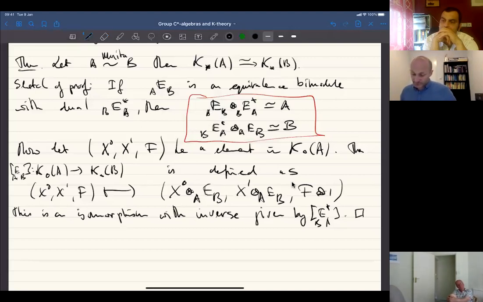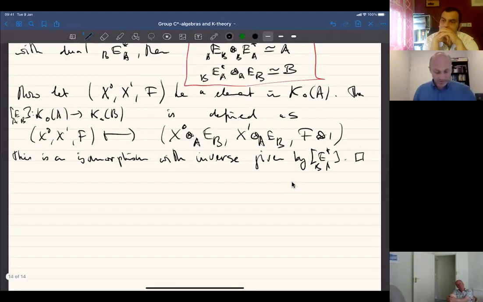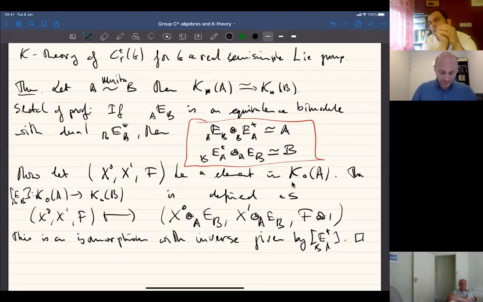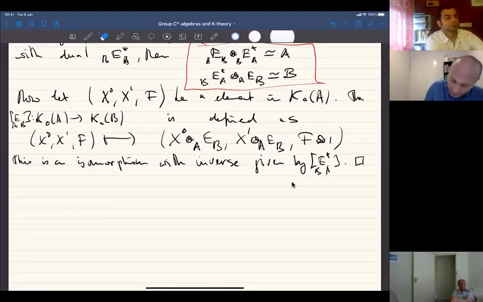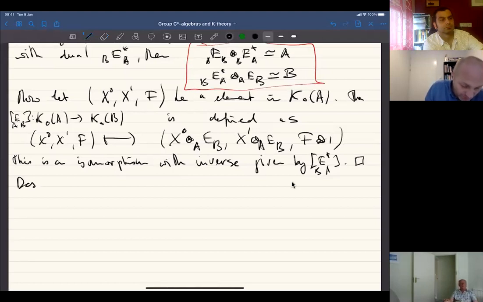All right, so now let's have a look at this K-theory of C star G. Let's see what I shall and shall not say. I will say a description of C star reduced G.